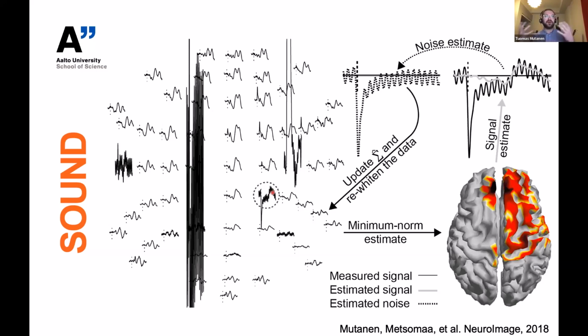And finally, when we have estimated the noise levels in all channels, we can take the whole data that we have, all channels, and calculate the most reliable minimum norm estimate we can find, because now we have a good idea of how the noise is distributed. And from this minimum norm estimate, we can reconstruct the signal back and remove a lot of noise.